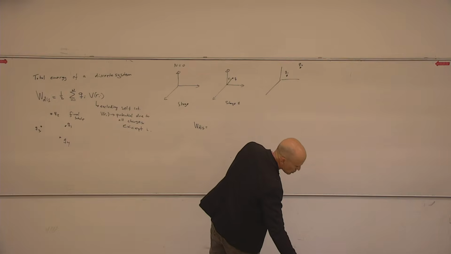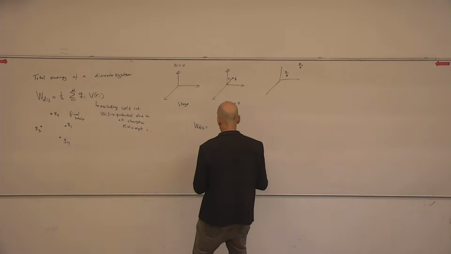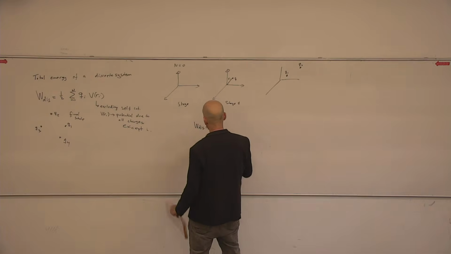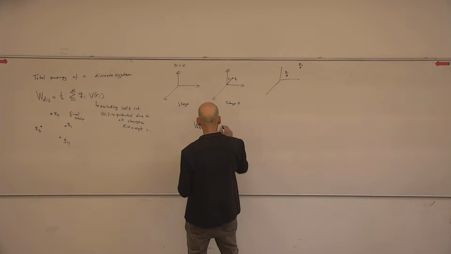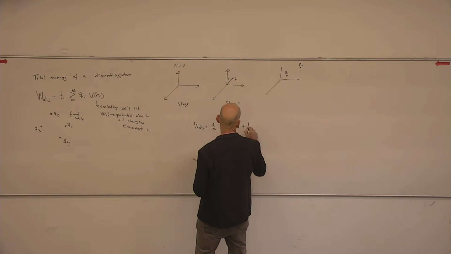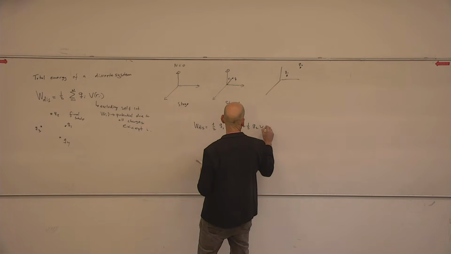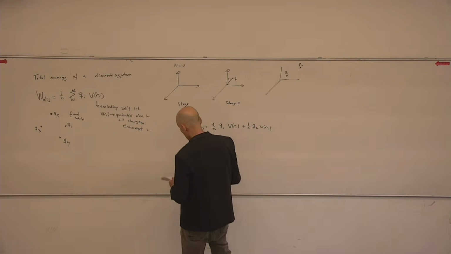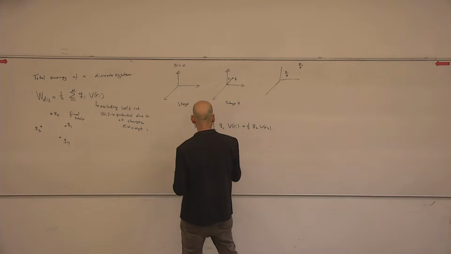Discrete. So this is simply half. This is the half that I claim you need to have here: Q1 V(R1) plus half Q2 V(R2). This is what we claim. But this is easy to calculate.